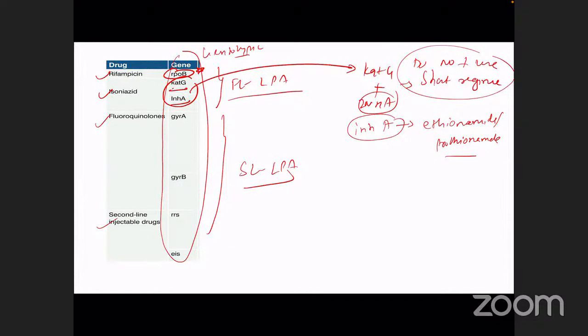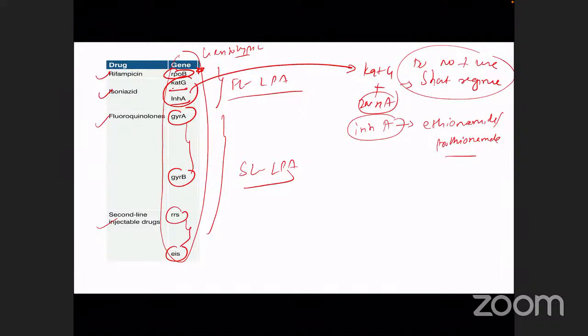Now coming on to fluoroquinolones, you have two genes, gyrA and gyrB. For injectable agents, you have two genes, small rrs and eis. So this is something we have to mug up. If you want to go into detail on the interpretation of these genes, you can go through the guidelines. I have not included that part because of the lack of time.